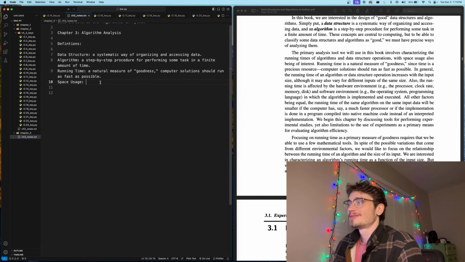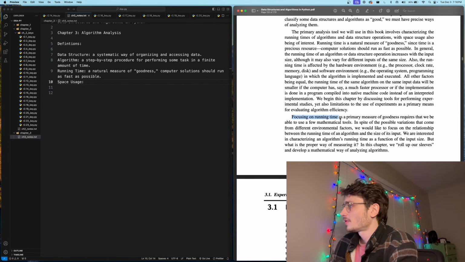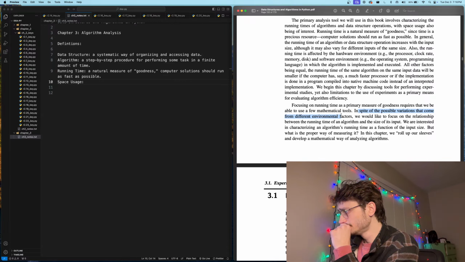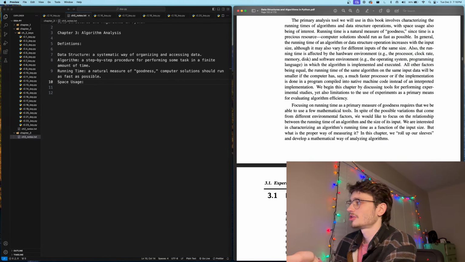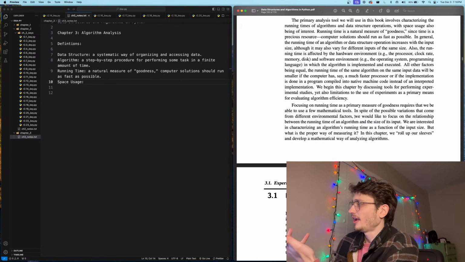All right. Okay, let's continue here. Focusing on running time as a primary measure of goodness requires that we be able to use a few mathematical tools. Okay. In spite of the possible variations that come from different environmental factors, we would like to focus on the relationship between the running time of an algorithm and the size of its input. Okay. So let's not focus on the environment factors because we can't really control those. If someone just has a slow computer, well, just get your computer up, but easier said than done. So that's kind of something out of our hands, unfortunately.